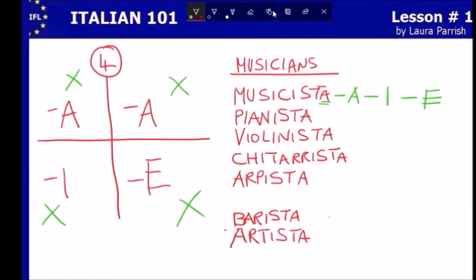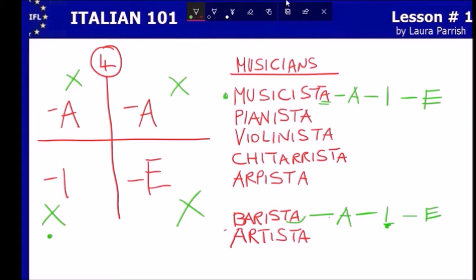Right? Let's say here barista. For example, if it's a guy, it will be barista. If it's a girl, a bartender, she will be barista. If there are a lot of guys, it will be baristi. If a lot of girls, bariste. A lot of guys, baristi, or men and women, because when men and women are mixed up, it takes the masculine plural.